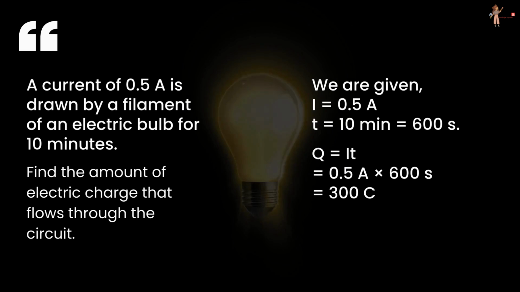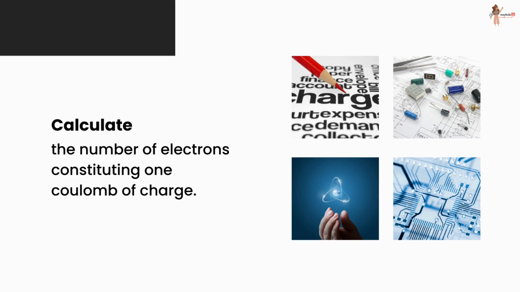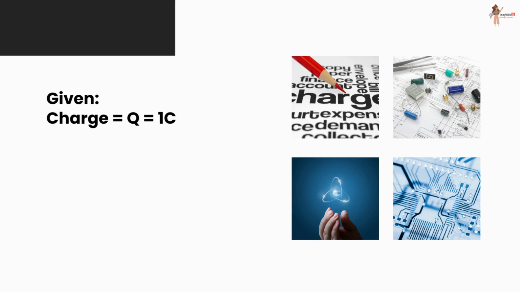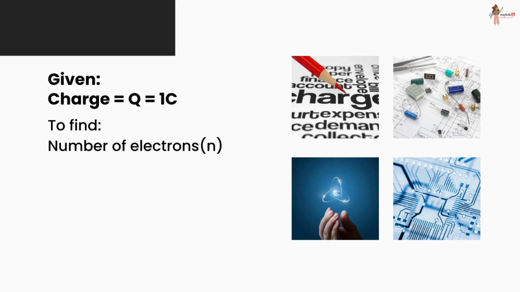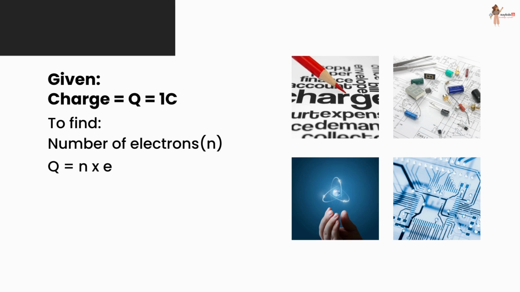Actually, let's solve one more question. Let's calculate the number of electrons constituting 1 coulomb of charge. We are given that charge is 1 coulomb. We have to find the number of electrons constituting 1 coulomb of charge. Now, total charge would be equal to the number of electrons into the charge of 1 electron, right?